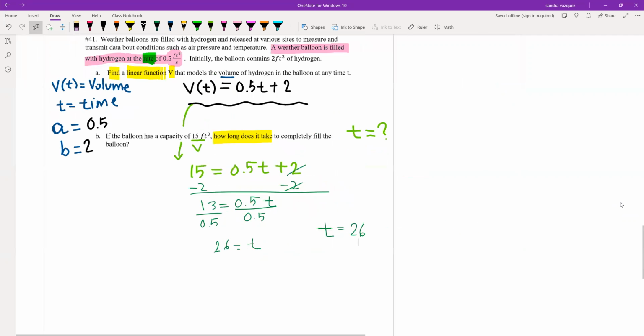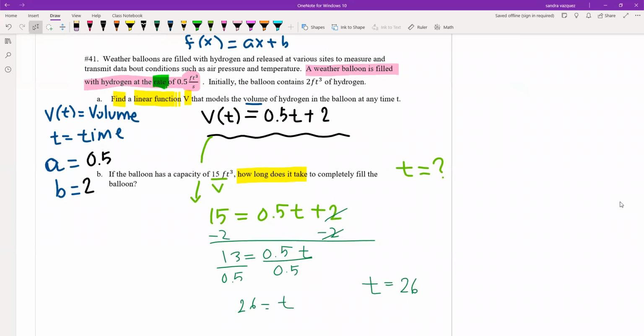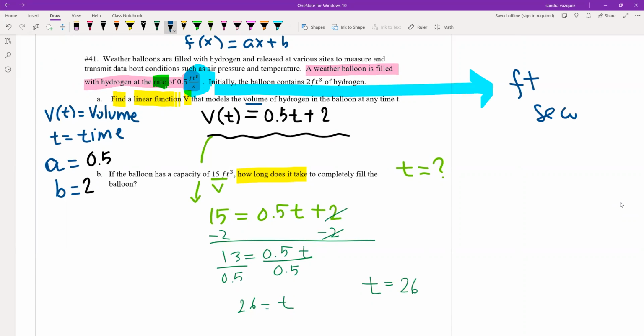Now, 26 what? I have to make sure I pay attention to the units. If you go back to the word problem, I'm going to highlight it in blue so you can see the units are here. The units were in feet and in seconds. This is the time, so t is equal to 26 seconds. How long does it take to completely fill the balloon? It will take 26 seconds to completely fill the balloon.